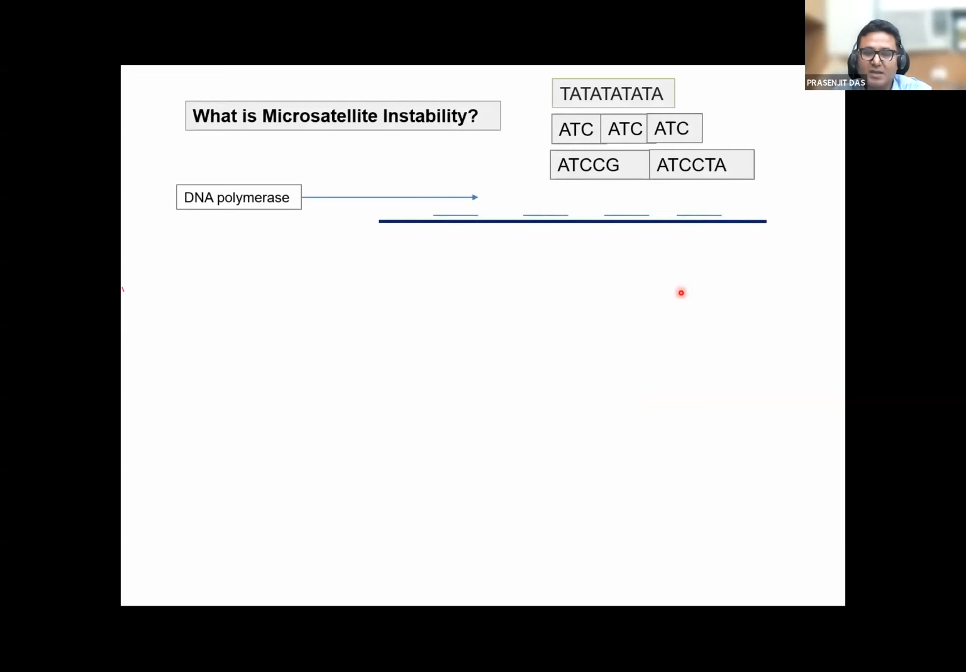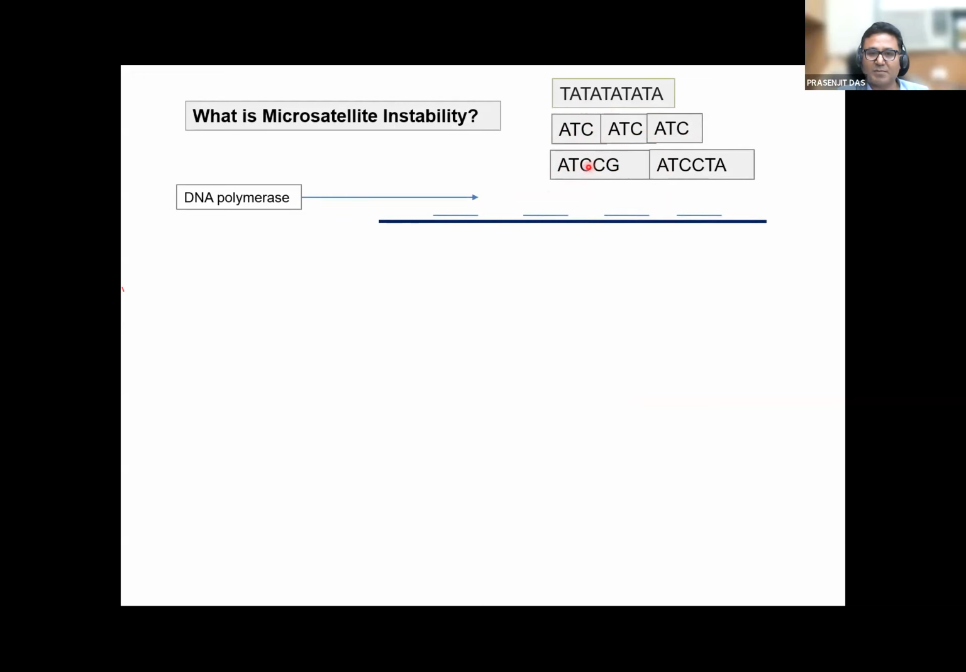Now we'll talk very briefly about MSI testing. So what are microsatellites? Microsatellites are repetitive DNA sequences, and multiple nucleotides can be repeated. The number of nucleotides can vary from 1 to 10, and there can be almost 5 to 50 repeats. As you can see, these are trinucleotide repeats, these are dinucleotide repeats, these are pentanucleotide repeats.